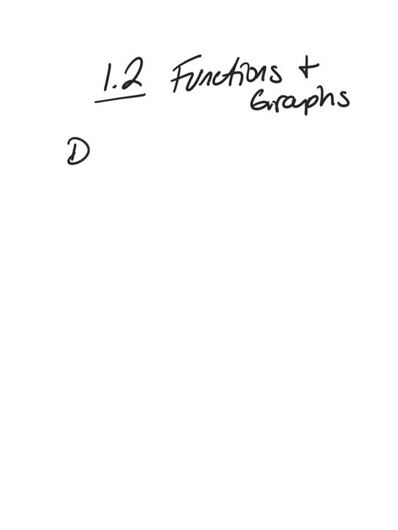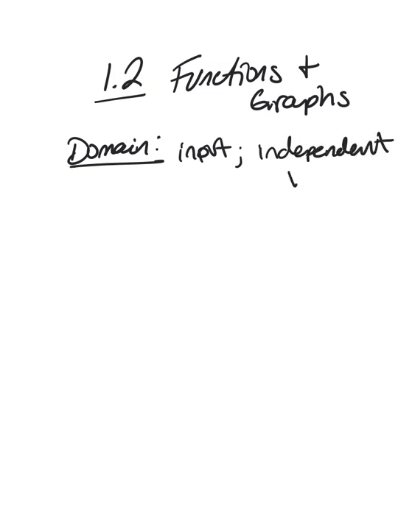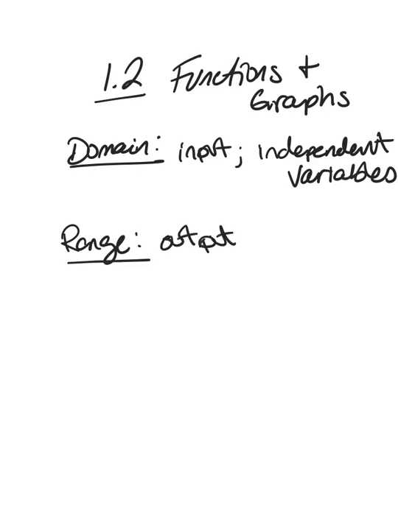First off, identifying domain. Remember, domain is your input value or your independent variables. Range is your output values or your dependent variables.